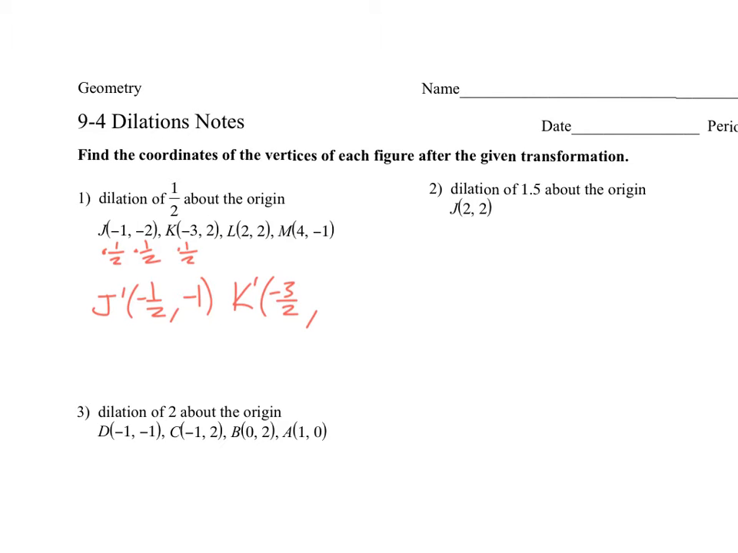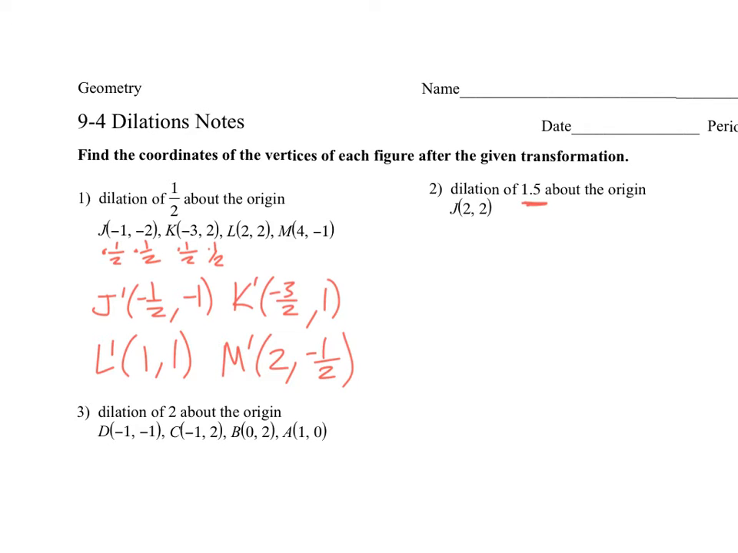And then 2 times 1/2 would be 1. So L apostrophe multiplied by half, 2 times 1/2 is 1, 1. And then M apostrophe, 4 times 1/2 is 2. -1 times 1/2 is -1/2. That's all you do. Okay, what about this?